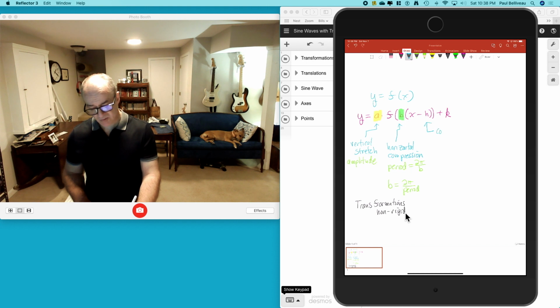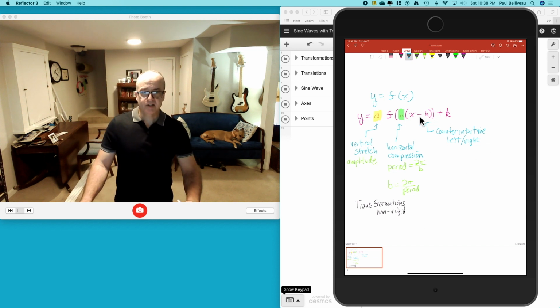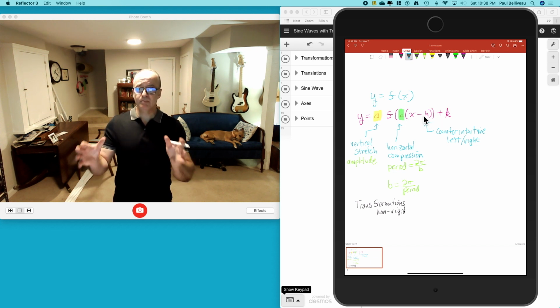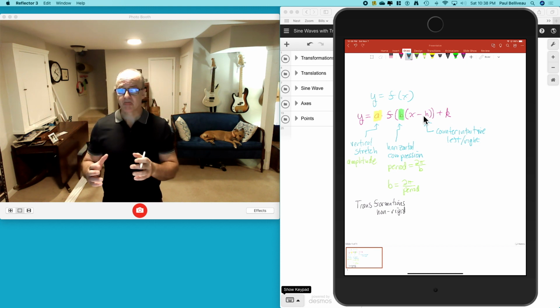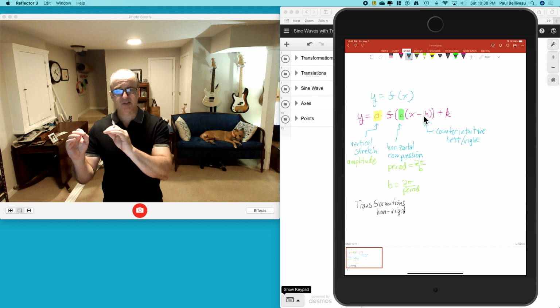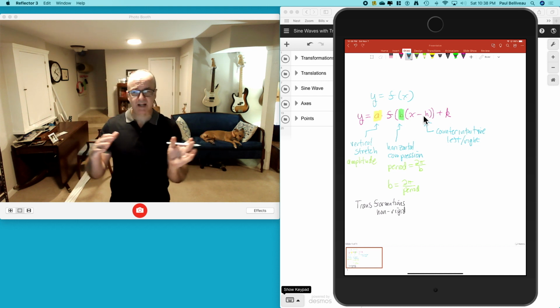H is what I call a counterintuitive left-right motion. So if you put a number in here, in parentheses, snuggled up right with your variable, and you're adding or subtracting it, that will move your shape, your graph, any graph you're looking at, left or right. So it'll move your sine wave, it'll slide it down that horizontal axis, or back the other way.